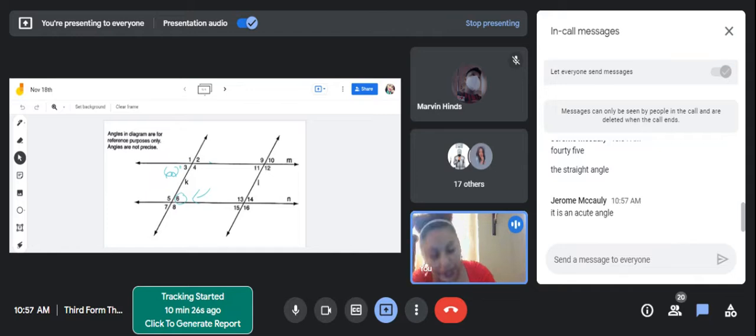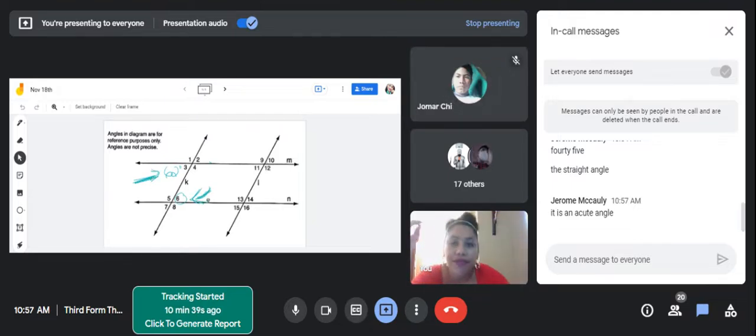Look at it. How did this 62 over here end up over here? What kind of angle tells me that, because this one is over here? Adjacent angles? Very good. Adjacent angle. And that is going to be your reason.